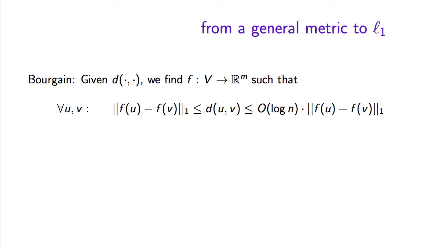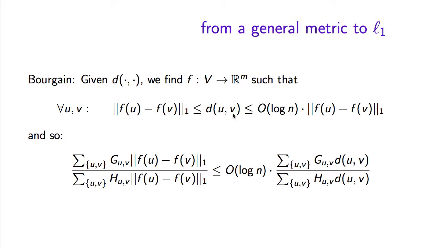We will prove this via a theorem of Bourgain from metric geometry that says that for every distance function that satisfies the triangle inequality, it is possible to find a mapping of vertices to vectors such that the distances according to the given distance function are the same as the L1 distances between the vectors that we construct up to a logarithmic approximation term.